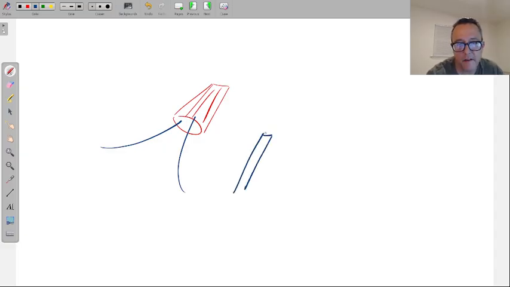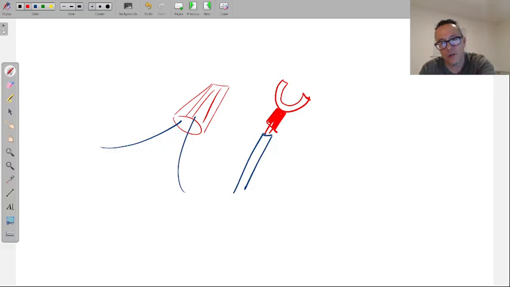You can have a connector that gets crimped down onto that wire, that gets compressed down onto that wire, and you've probably seen these that have a little channel that looks like this. And then you can screw this down into a termination point.